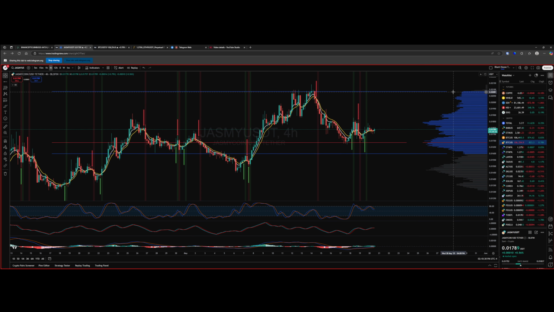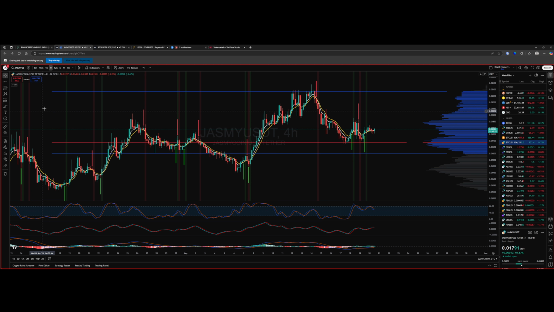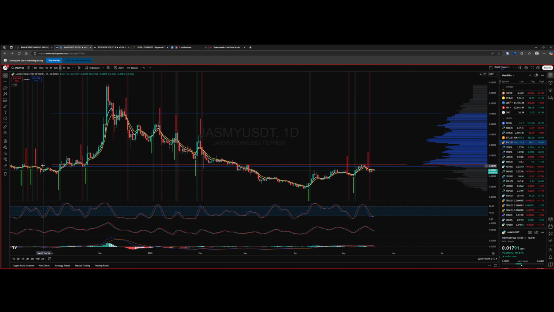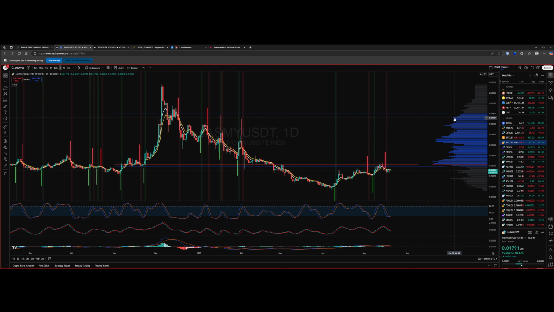Let's just go to the daily for a second. I just want to get this level. Okay, so that upper value range on the 4 hour is roughly the point of control, the POC, on the daily. So that would be big resistance. Yeah, potentially.